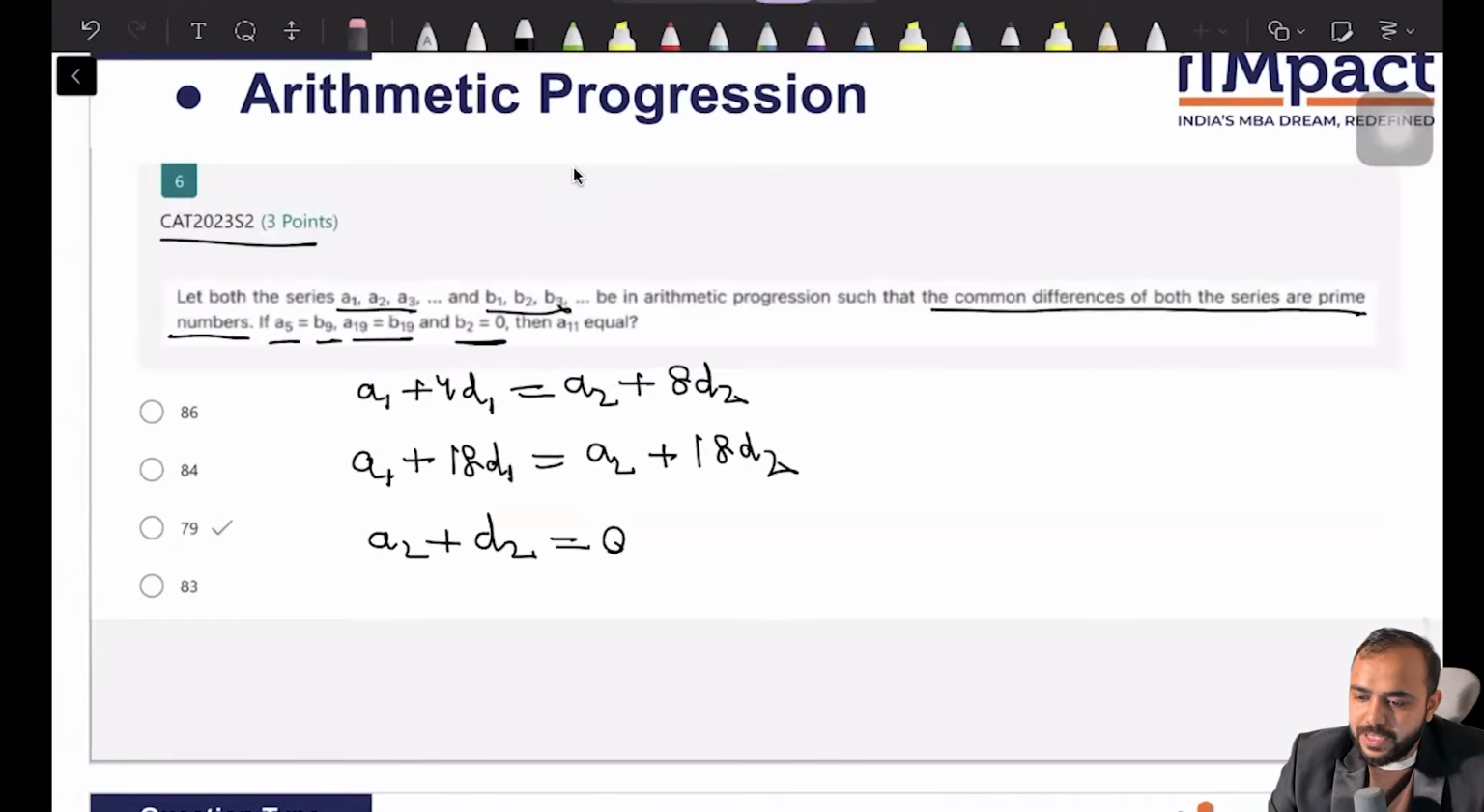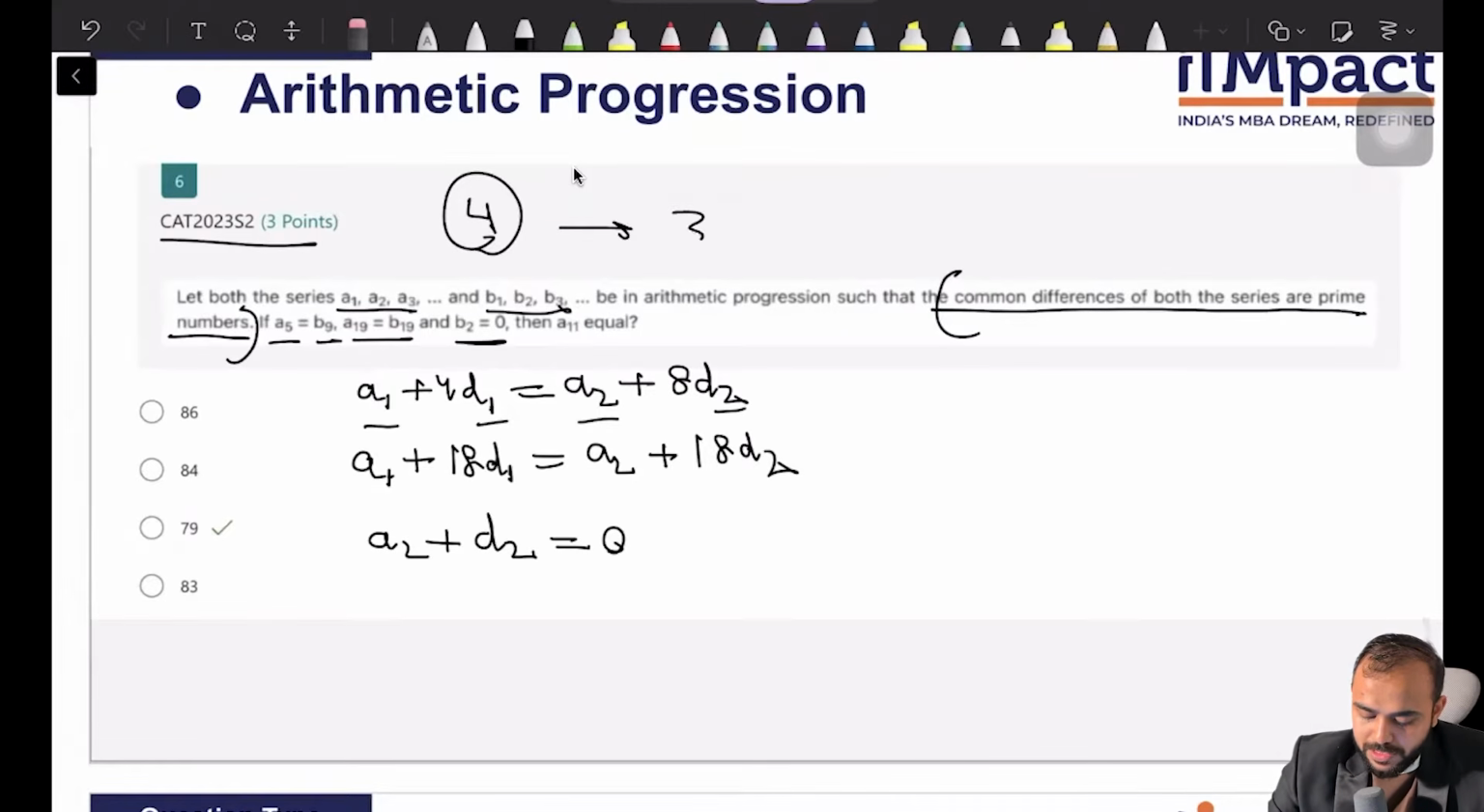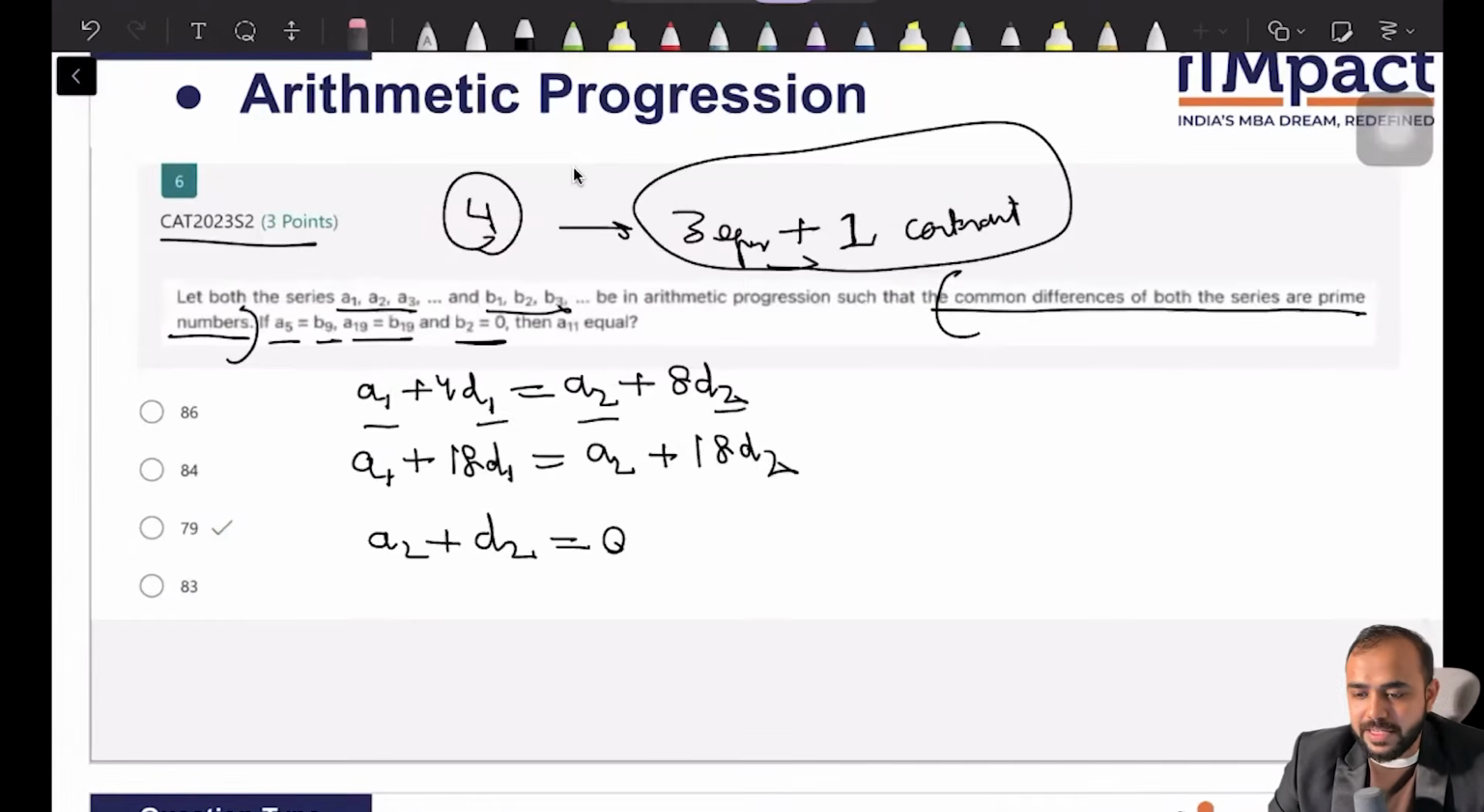So technically they have given me four variables, A1, D1, A2, D2, and they have only given me three equations. What is the extra thing that they have given to me? That D1, D2 are going to be prime numbers. So instead of giving me four equations, they have given me three equations plus one constraint. And using these, I have to arrive at the values of A1 and D1. So what is it that you guys are thinking?